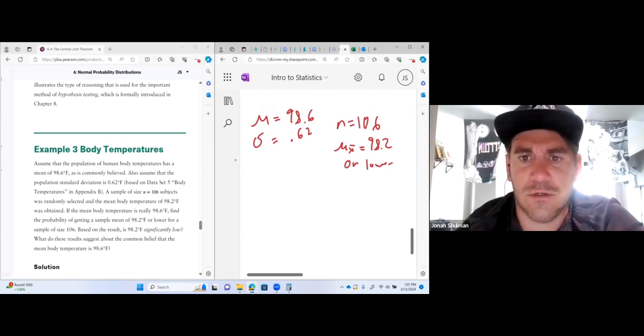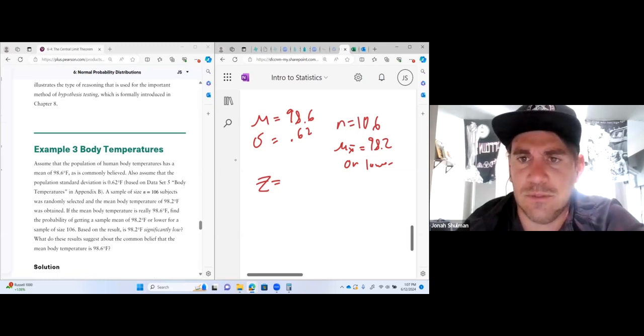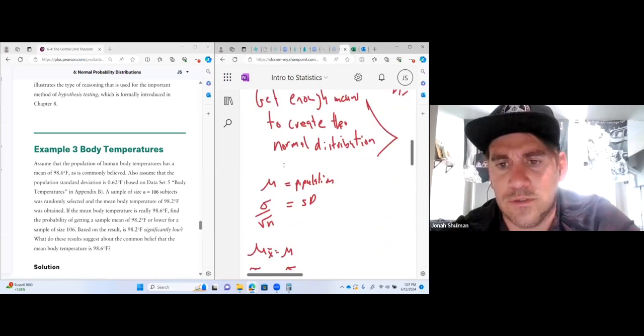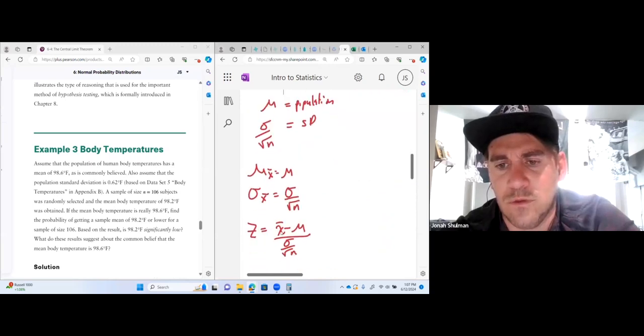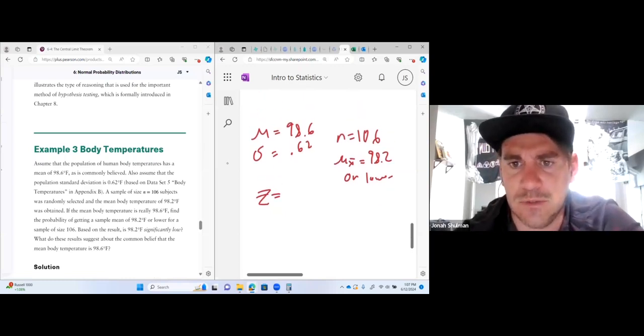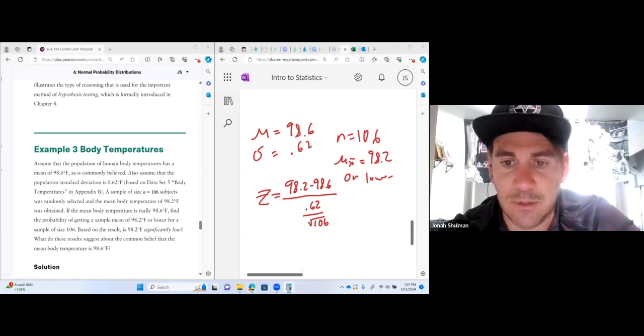So for our z-score, we want to do it in one step. It's basically going to be what we get from our sample minus the total. So our sample is 98.2 minus 98.6 over 0.62 divided by the square root of 106. That is how we get our z-score. So we're going to do the top, then we do the bottom, then we're going to put them together.